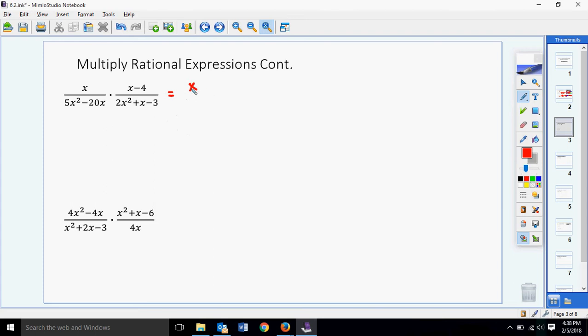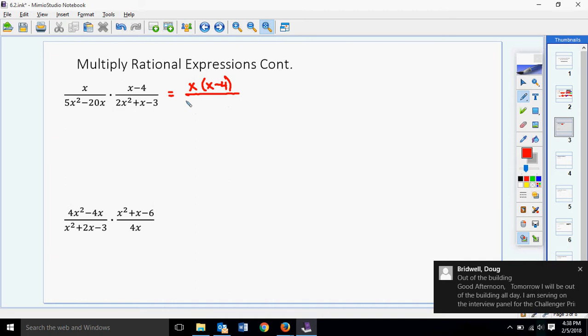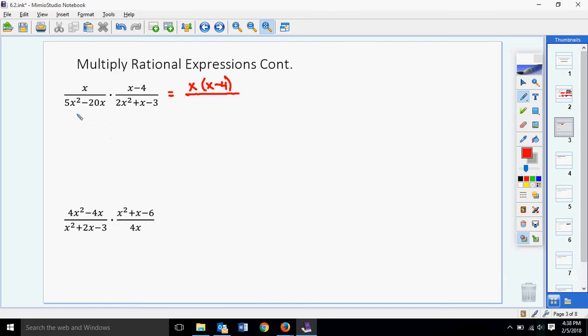In the numerator, I would have x times x minus 4. And in the denominator, I'm going to write it out as factoring each set of denominators. So instead of multiplying these and distributing, I'm going to actually factor. So looking at our first denominator, what could I pull out of 5x squared minus 20x? Well, they have a 5 in common, and they also have an x in common. When I pull out a 5x, I'm left with 1x minus 4.